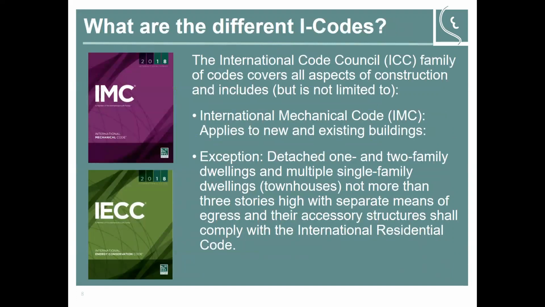So the International Code Council does have several different model codes that they produce, and so they are known collectively as the I codes. And with those, they cover several different aspects. They include several such as the mechanical code, building code, fire code, fuel gas code, and existing buildings code.